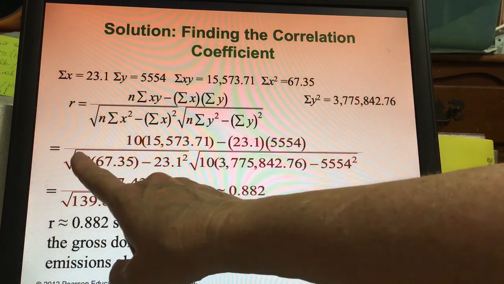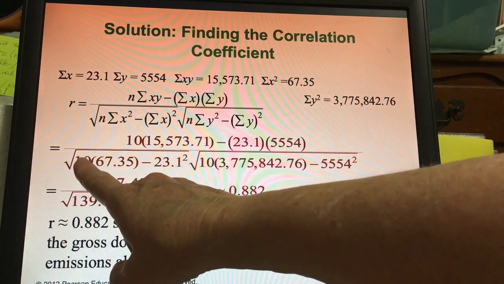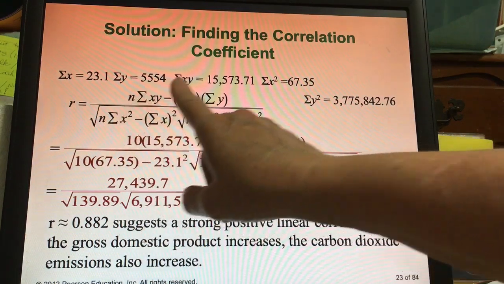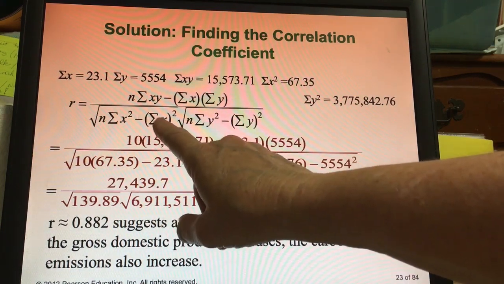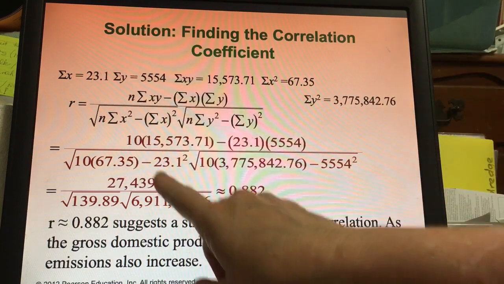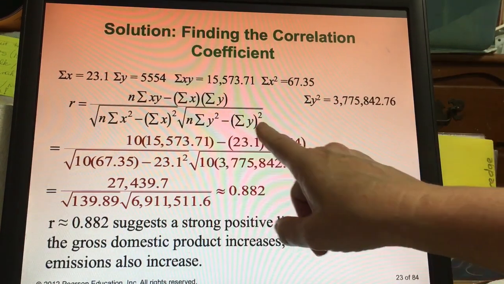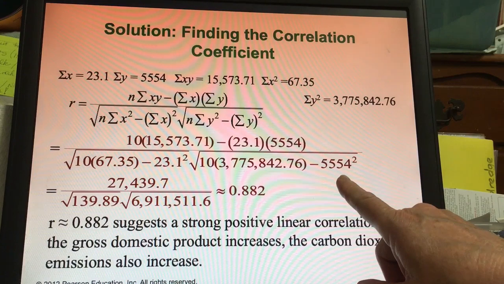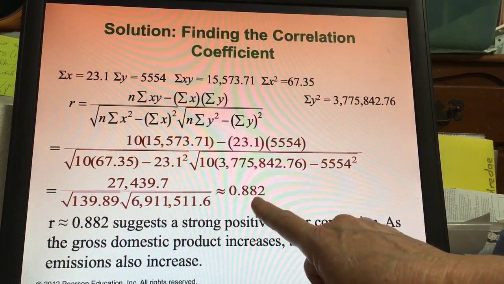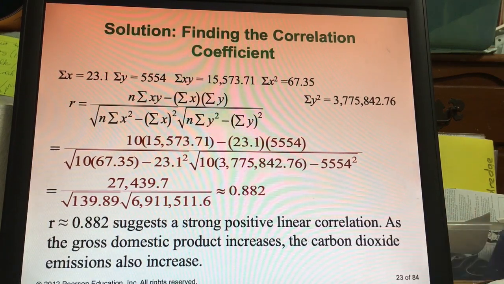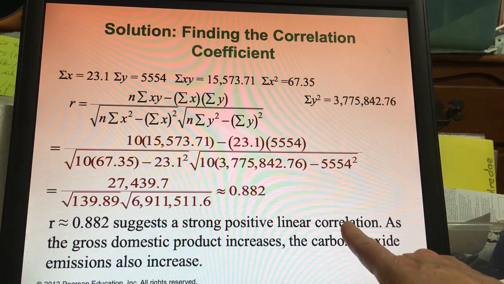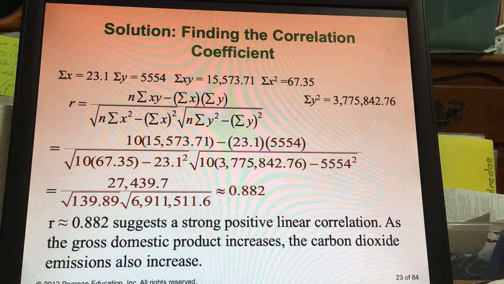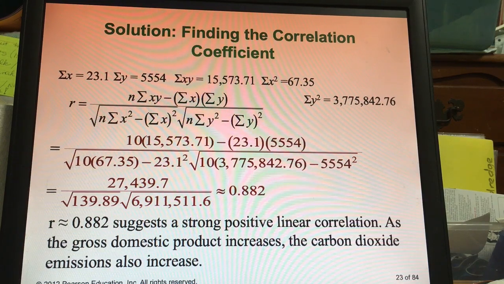And then on the bottom they had 10, which was the n, the number of data points, and then the sum of the x squared was this one, so they put that there, minus the sum of the x's squared, so it was that one squared. And then they did the same thing, plugging in the values here, and they come up with 0.882. So R is 0.882, which suggests a strong positive linear correlation. As the gross domestic product increases, the carbon dioxide emissions also increase.